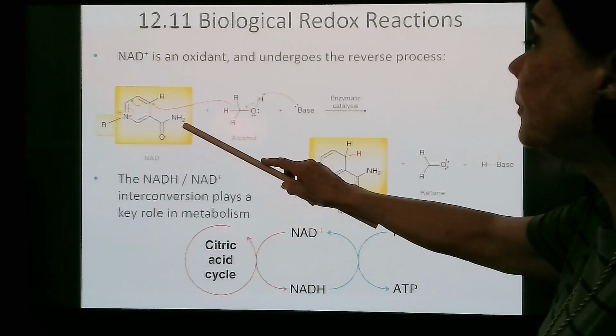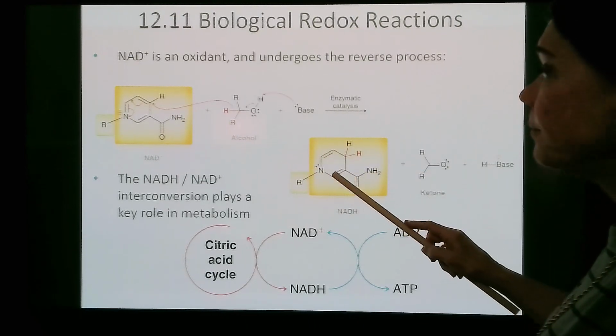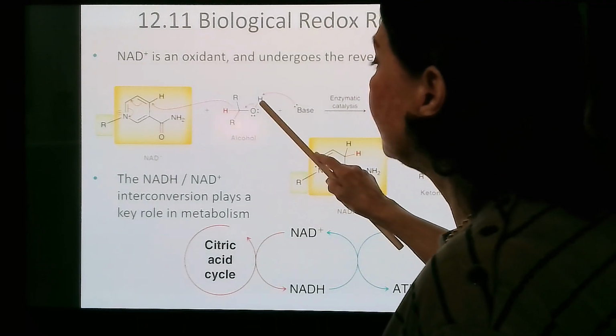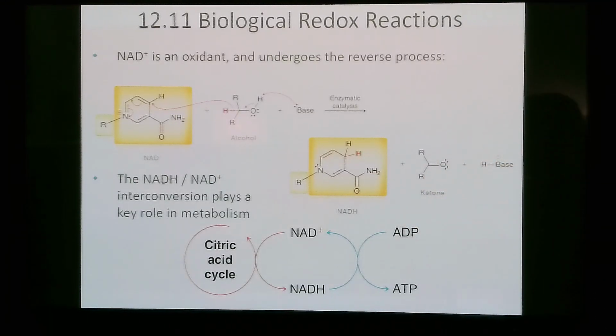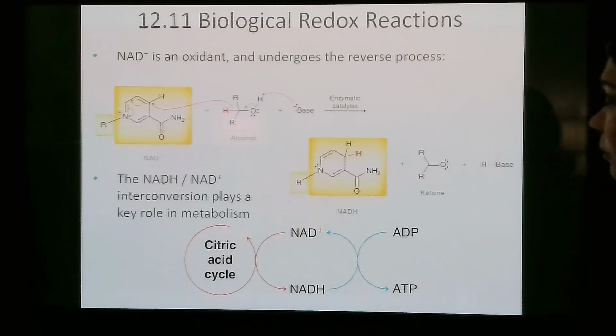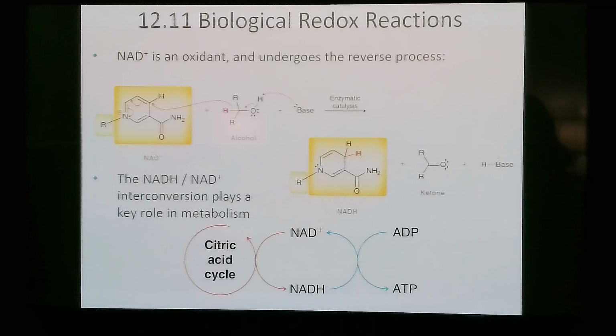And so this plays an important role. You can also have the reverse, in which this picks up H minus and it converts the alcohol to the ketone. This plays a key role in metabolism, such as the citric acid cycle or the conversion of ADP to ATP.